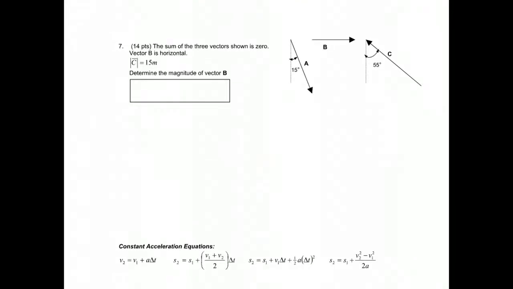Alright, fun with vectors. The sum of these three vectors is 0. There's the key. We add up three vectors and know that the sum is 0. We know that they start and end at the same place. Since we have just three vectors, we can work this with a triangle. If we had more, we could work it also with components.